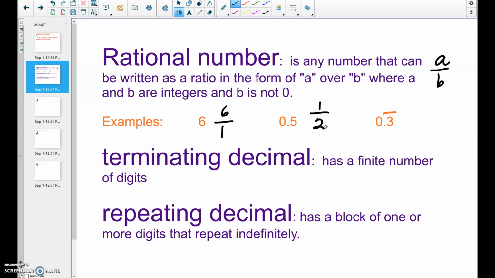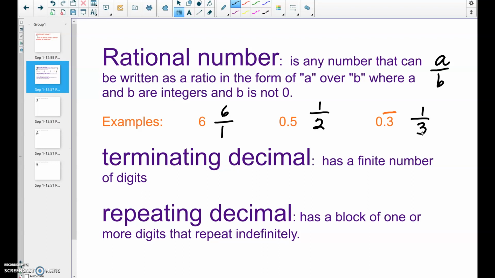The last one that we have here is 0.3 with that bar above it, and most of you know that the bar above it means that something is repeating. So what fraction did this come from? Well, if we write it as 1 over 3, that is what it came from.